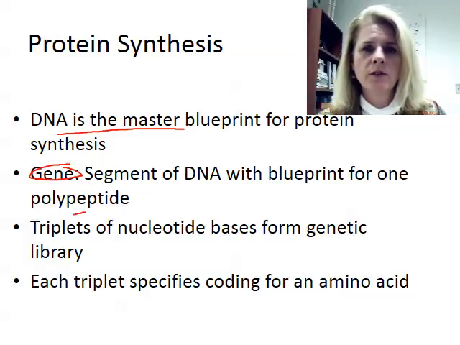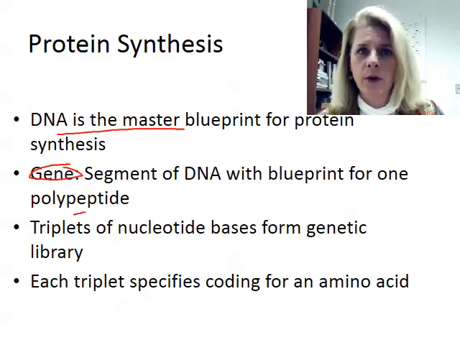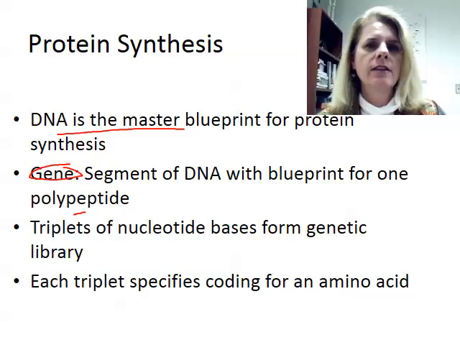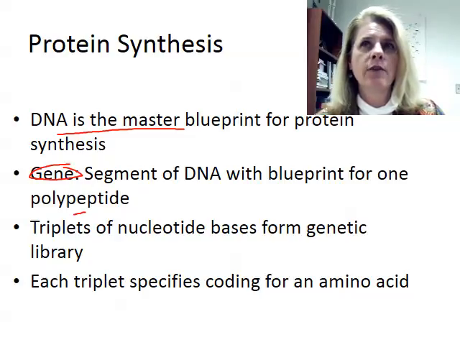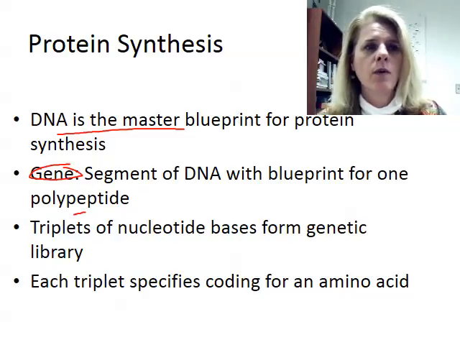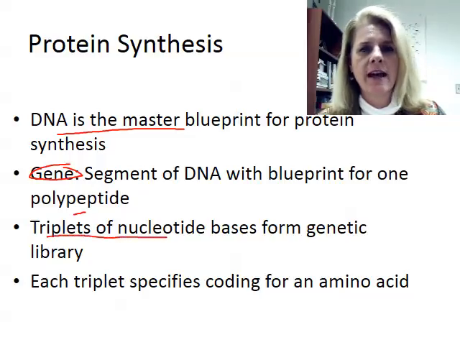So when someone talks about the genes that you have in your body, not your blue genes, but the genes in your DNA, each gene codes for a different protein, okay? And these genes, there's a code. Have you ever heard of the genetic code? Well, the genetic code is basically a triplet of nucleotide bases.